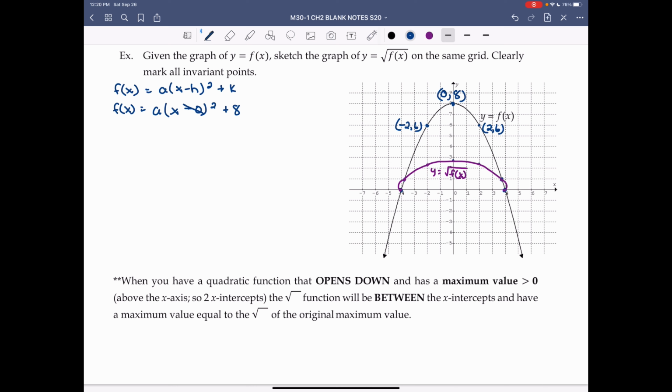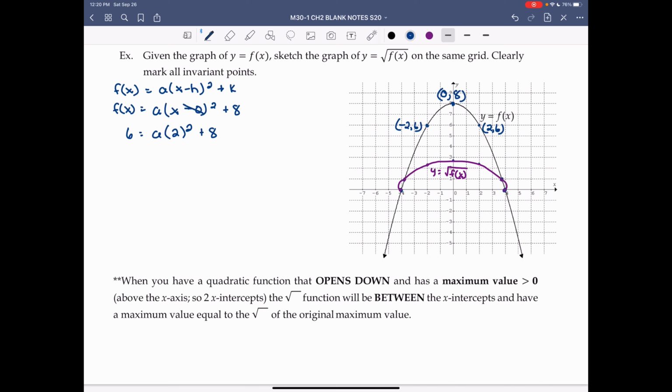I'm now going to sub in another point, so I have the point 2, 6 or negative 2, 6, or the x-intercepts 4, 0 and negative 4, 0. I can sub in any one of those points. I'm going to go with the point 2, 6. So y equals 6, x is 2, squared plus 8.